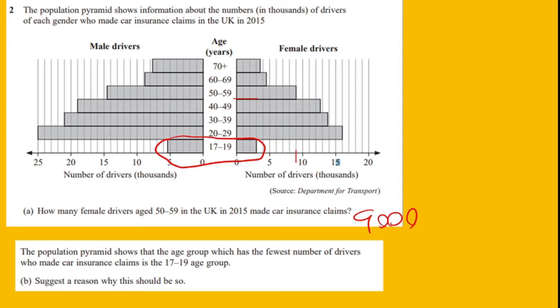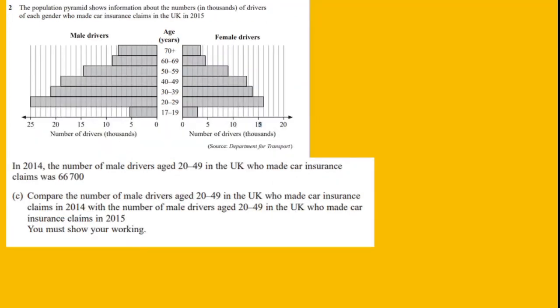You could also say that a lot of them tend to be put on their parents' insurance, so if they crash, it wouldn't be showing up on there. You could say that maybe because they're new drivers, they're very cautious. They don't like to drive on motorways or anything like that. Try and use your knowledge of people for that one. Okay. Right.